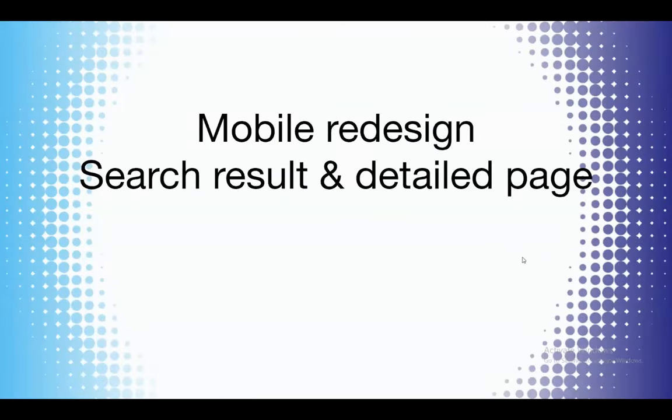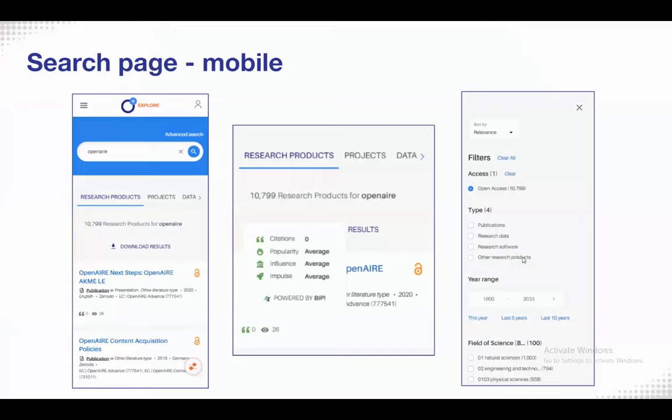We have also made a redesign for the mobile, especially for the search results and the detailed pages. This is a completely new view we were working on, especially for small screens. This is an overview of the search results. We can see that the users are able to better see now all the metadata and the access mode, for example, if it is open access. And they are also able to see the usage counts metrics and the impact-based indicators, along with the pop-up we already discussed.